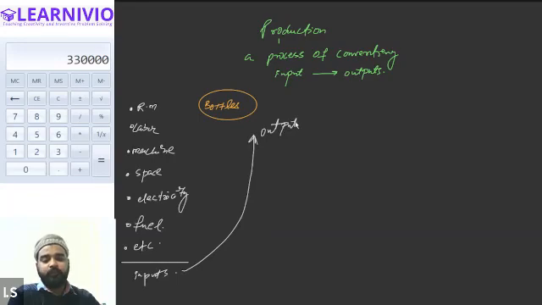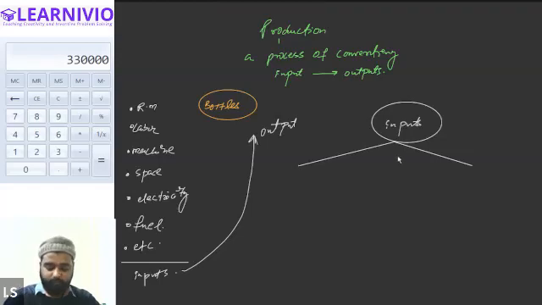Okay. Now, in economics, we basically divide the inputs. All the inputs have been categorized into two parts. First of all, input in economics is known as the factors of production. In economics, inputs are called factors of production. Is that clear?